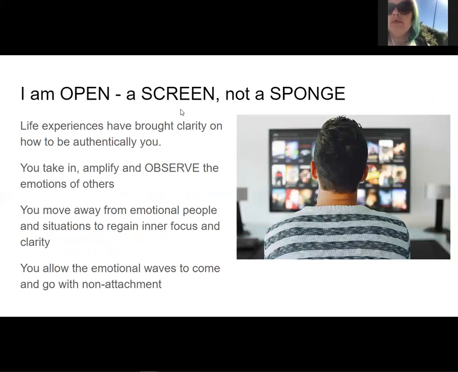And those of us who are open, the mantra is I'm a screen and not a sponge. When you're in that space, as you see, this person is sitting back and there's a big screen in the foreground, and this person can sit back and just observe, right? So life experiences have brought you clarity on how to be authentically you. You take in, amplify, and observe the emotions of others. You move away from emotional people and situations to regain inner focus and clarity. You allow the emotional waves to come and go with non-attachment. There's no truth in the emotion really for the open or non-emotional person. It's just a wave of energy that you can feel, and you can let it come and let it go.